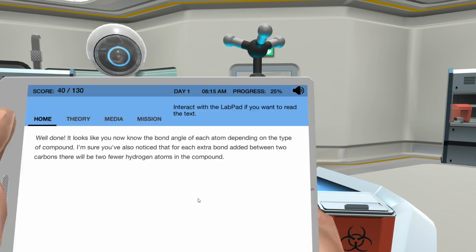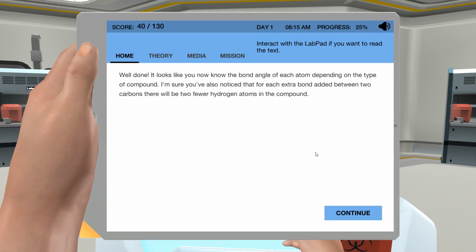Well done. It looks like you now know the bond angle of each atom depending on the type of compound. I'm sure you've also noticed that for each extra bond added between 2 carbons there will be 2 fewer hydrogen atoms in the compound.